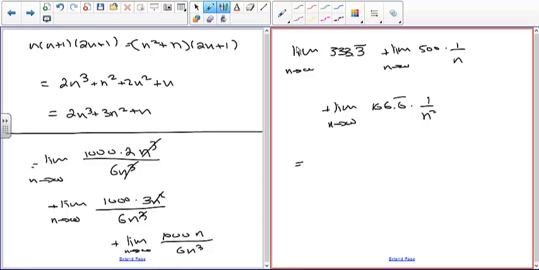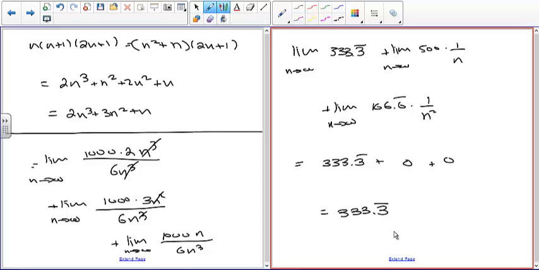Now, once you take the limit as n goes to infinity of a constant, it's just equal to the constant. When you take the limit of 1 over n as n goes to infinity, you get 0, because you get 1 over infinity, which is 0. And when you take 1 over infinity squared, you get 0. So the answer is 333.33. That's the exact area underneath the red curve.